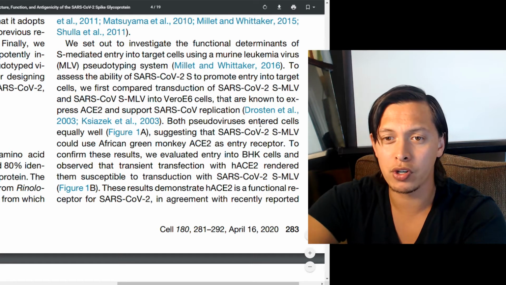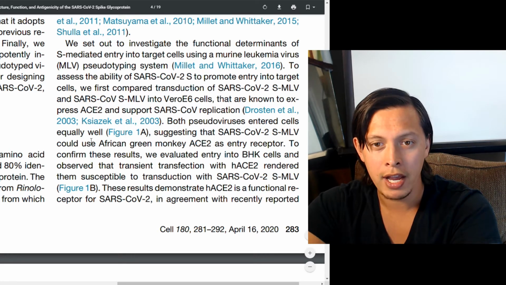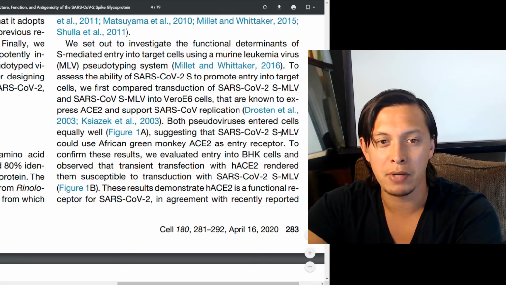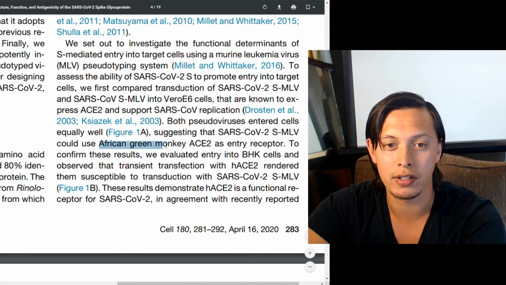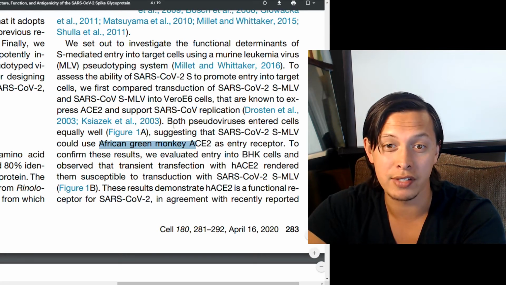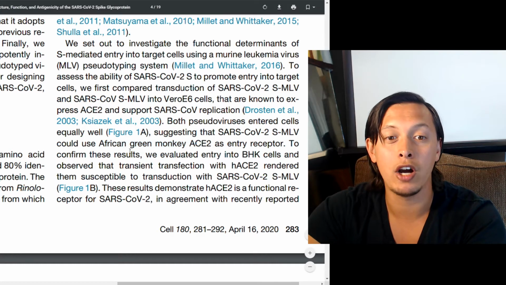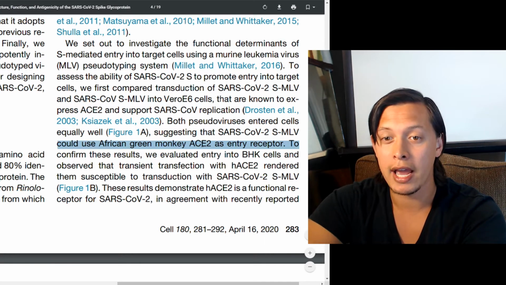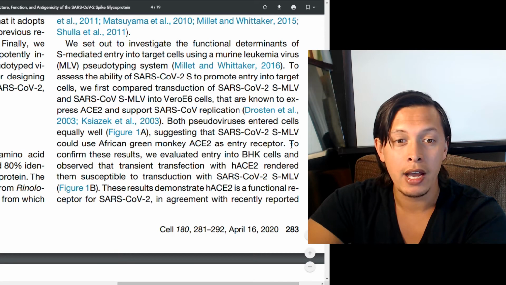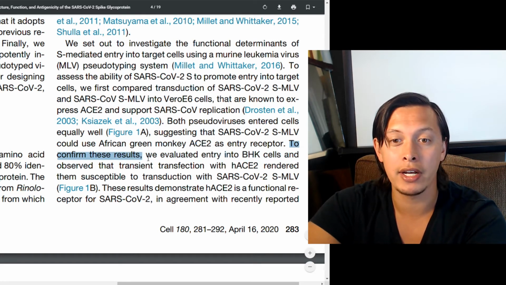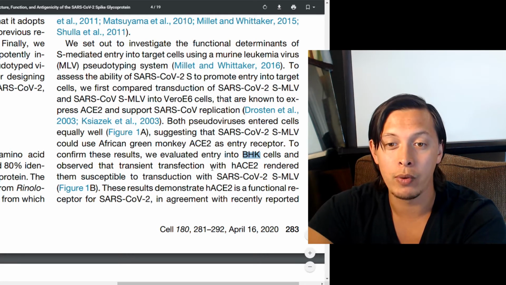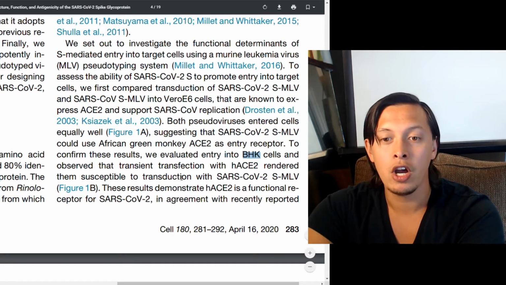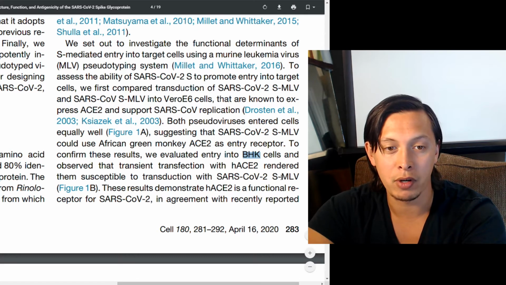So both pseudoviruses entered cells equally well, suggesting that SARS-CoV-2 MLV could use African green monkey ACE2 receptors. So remember, African green monkeys are the source of these Vero E6 cells. We are presuming that it uses ACE2 as the entry receptor. To confirm these results, we evaluated entry into BHK cells and observed that transient transfection with human ACE2 rendered them susceptible to transduction with SARS-CoV-2 spike MLV.